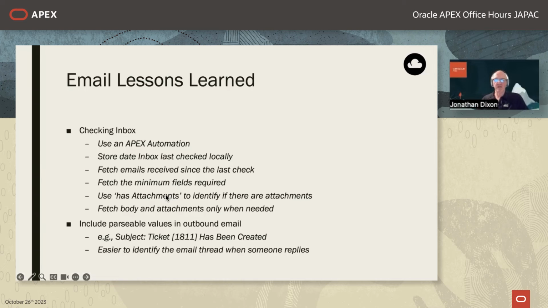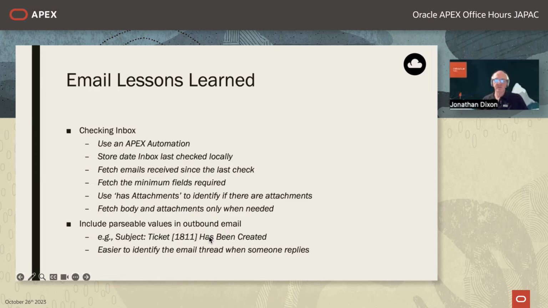The email API has an attachments flag, so it'll tell you if there's going to be an attachment that you should go and get for that email. And that's how I highlighted that button in the demo. So don't bother going to get an attachment if there isn't one. Again, saving that extra round trip. And like I said, fetch the body of the attachments only when you need to.